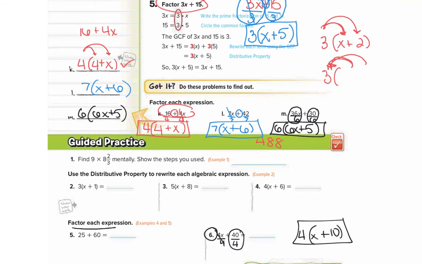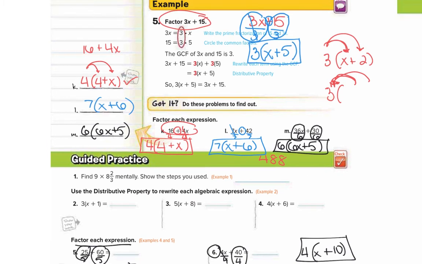Number 5 wants us to factor, but we only have numbers, but it's the same steps. The greatest common factor between 25 and 60, or the biggest number that they both can be divided by, is 5. So I'm going to divide out a 5. I'm left with 25 divided by 5 is 5, plus 60 divided by 5 is 12. And we would actually leave it like that because it's not asking us to solve it, it's asking us to factor it.